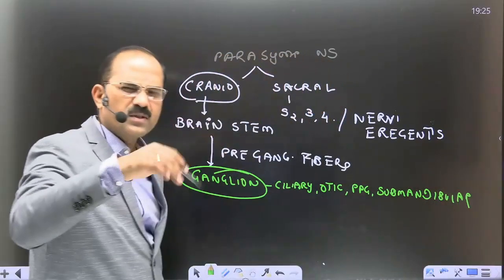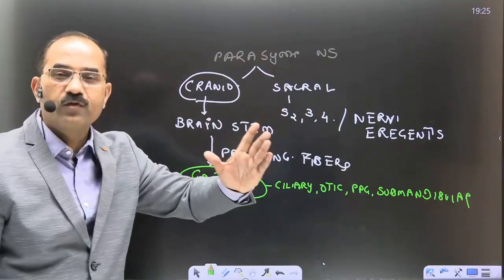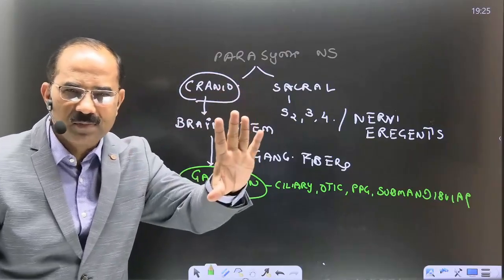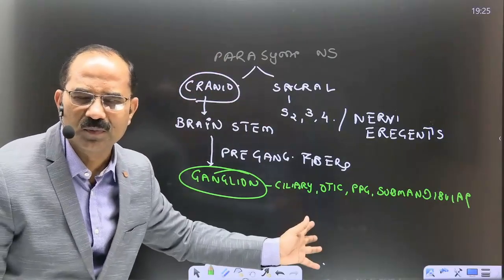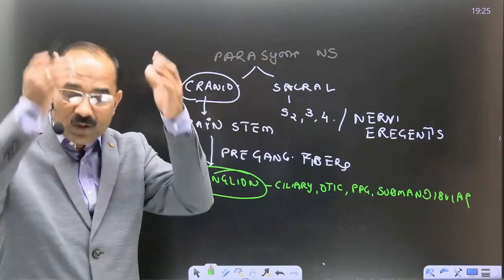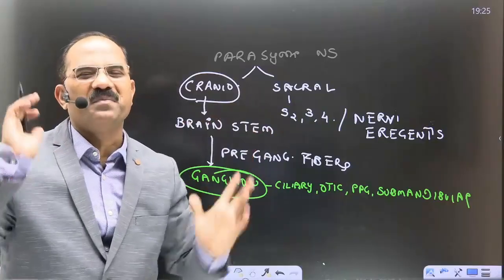I will be going into these details. Just try to understand this. Clear? So the preganglionic fiber of the parasympathetic nervous system we're discussing, which outflow? Cranial outflow. We are interested in the cranial outflow. So the preganglionic fibers, where would they begin from? The brain. When we say brain, it's actually the brain stem.